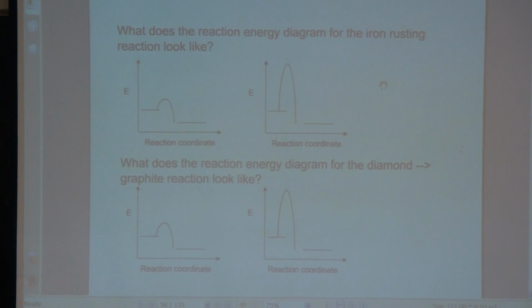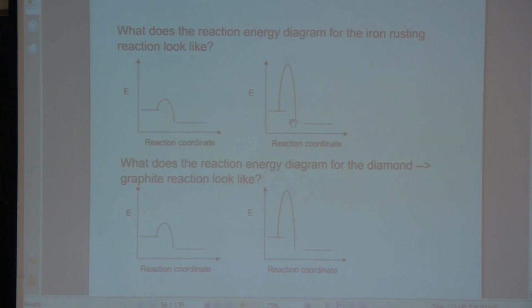Okay, we looked at that iron rusting reaction, that picture just a few minutes ago. So what does the reaction energy diagram for the iron rusting reaction look like? Is it the one on the left or the one on the right? Okay, so for this one here, is there a small activation energy or large activation energy? Small. It's small. For this one, is it large or small? Large.